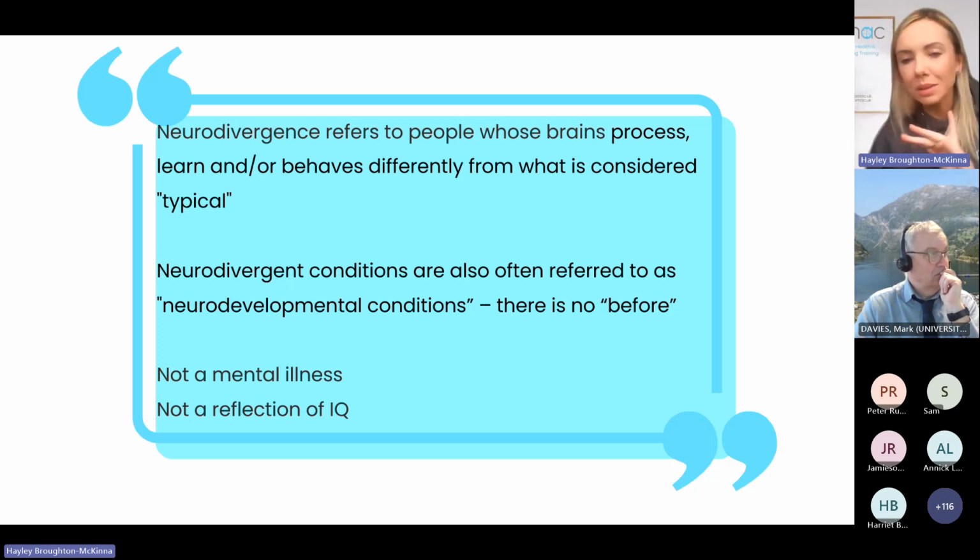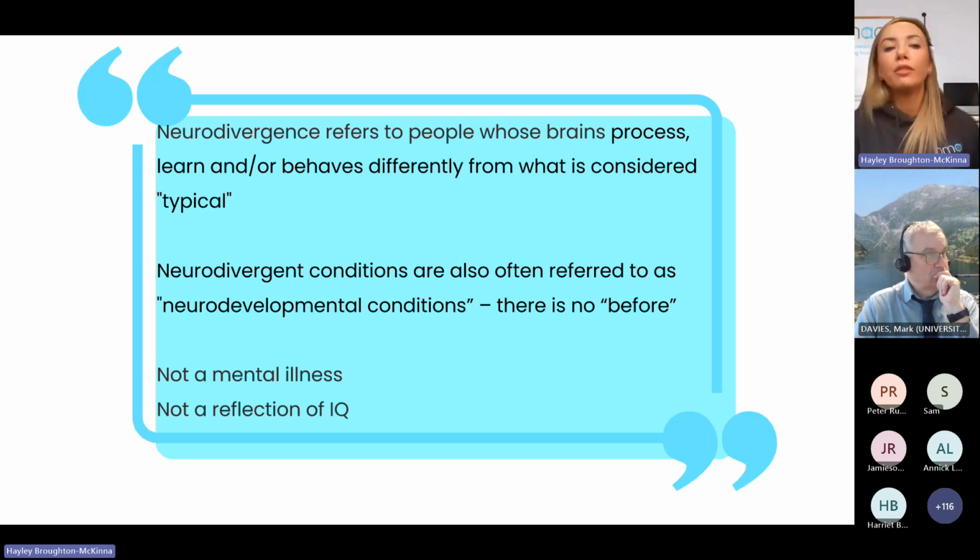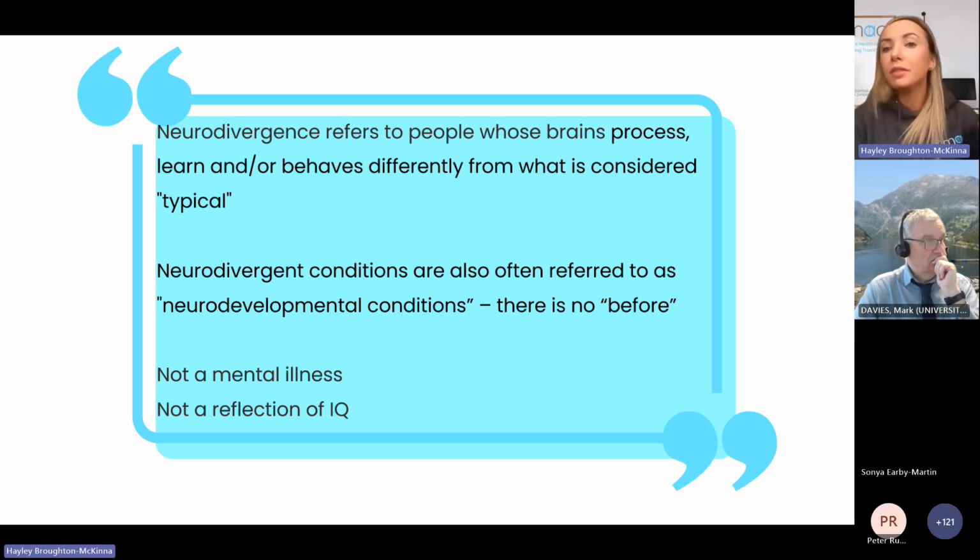So as many people said, neurodivergence refers to people whose brains process information, learn, and experience the world differently from what's considered typical. So it's really a different, what's called neurotype, a different brain type. It's the result of natural variation in our brains. And again, different isn't inherently a bad word, essentially.